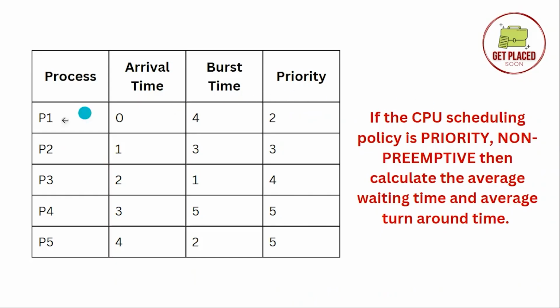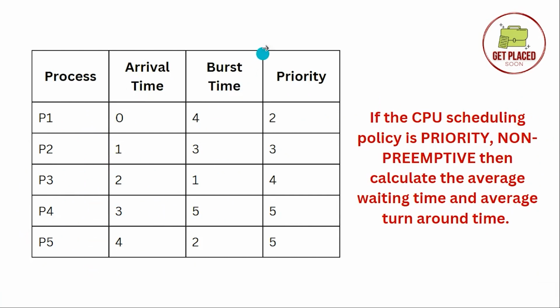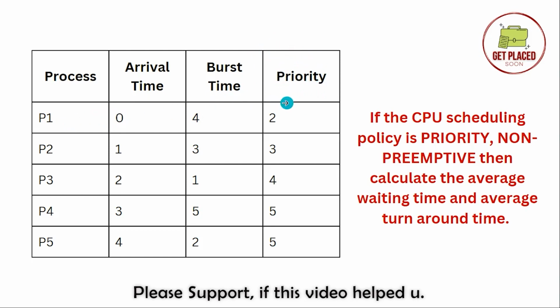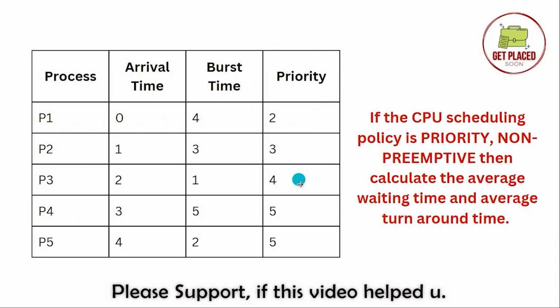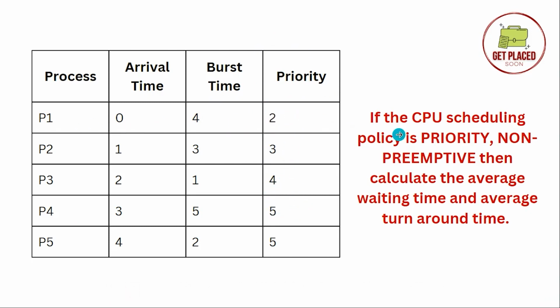In the given question, we have 5 processes given: P1, P2, P3, P4 and P5. We have their arrival time and burst time. In this particular scheduling algorithm, you'll see a new thing called priority. Each process comes with a priority value. They are different values, and based on this, we are supposed to assign them. In this question, we are supposed to apply priority scheduling using non-preemptive. Also, we are supposed to calculate average waiting time and average turnaround time.